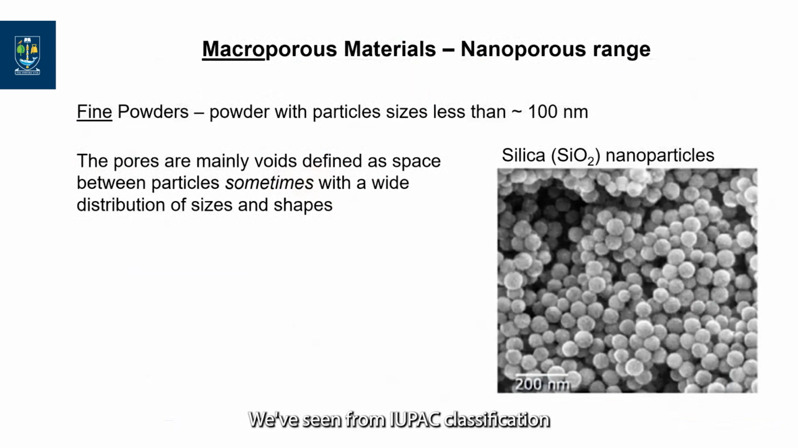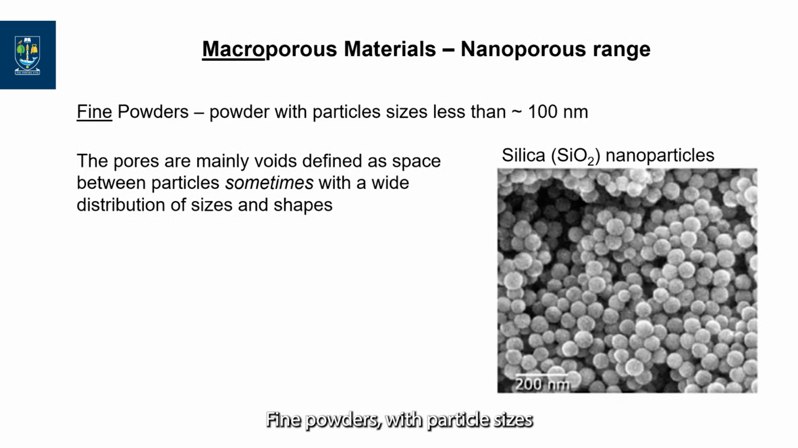We've seen from IUPAC classification that macroporous materials could encompass a very broad range of materials as their pore sizes are above 50 nanometers. That means any material in principle can be considered macroporous. However, we will set the limit to this definition by aiming to keep our pores below 100 nanometers, or in other words, as close to the definition of nanomaterials as possible.